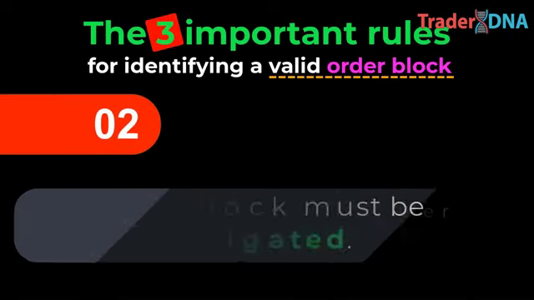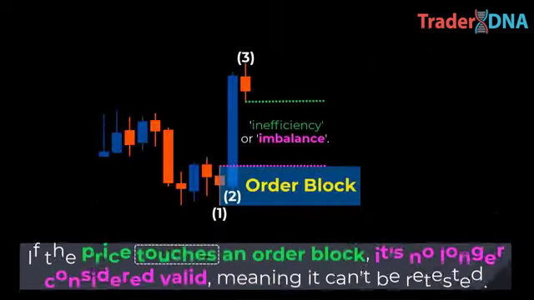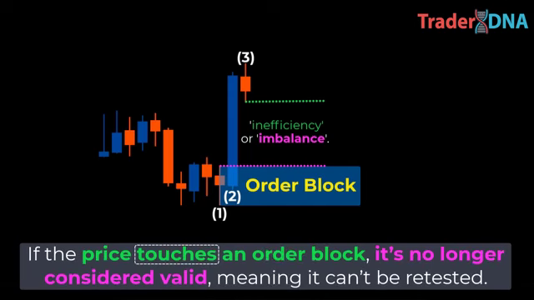Rule number 2. An order block must be unmitigated. Order blocks are typically a one-time use level. If the price touches an order block, it's no longer considered valid, meaning it can't be retested.